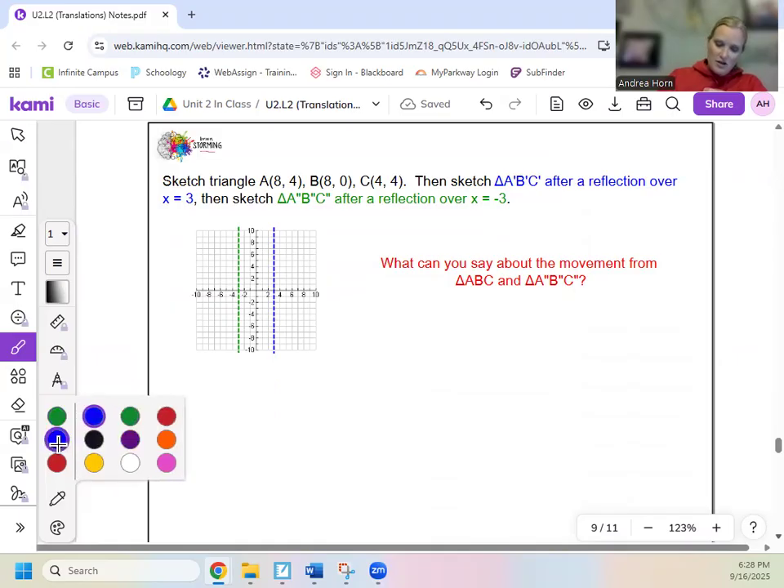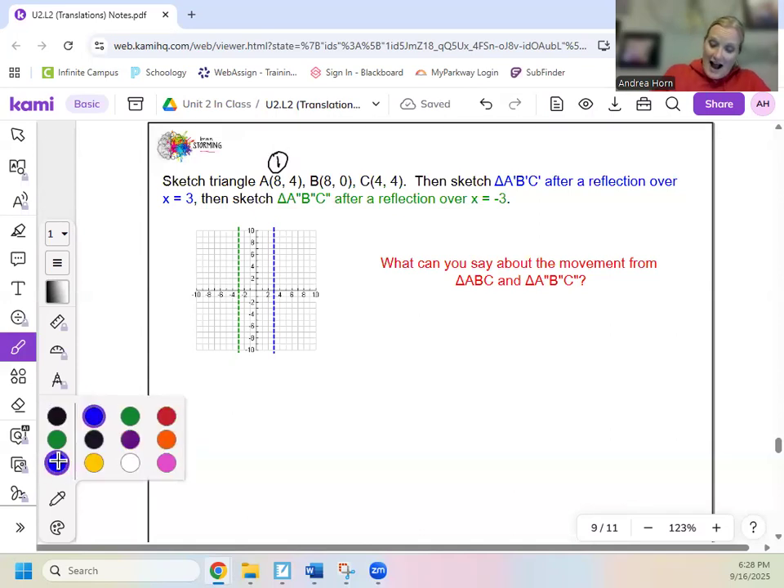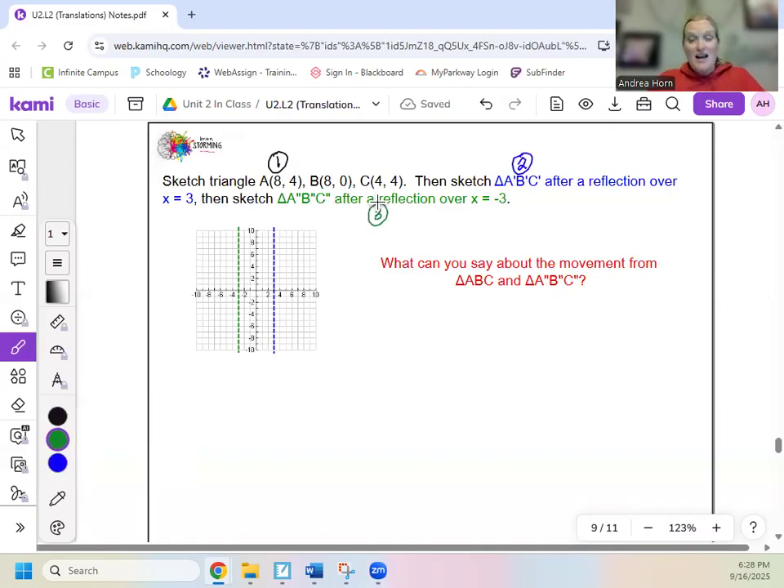The first thing I want you to do is sketch triangle ABC on the graph. Then I want you to sketch after you've made your reflection over x equals 3. And then the third thing you're going to do is sketch A double prime, B double prime, and C double prime after you've gone over x equals -3. So again, pause the video and complete these 3 steps on that little orange sheet. And if you're timing the same with your table partner, go ahead and work with your table partner.